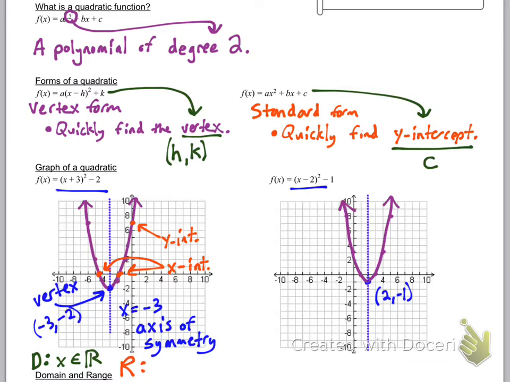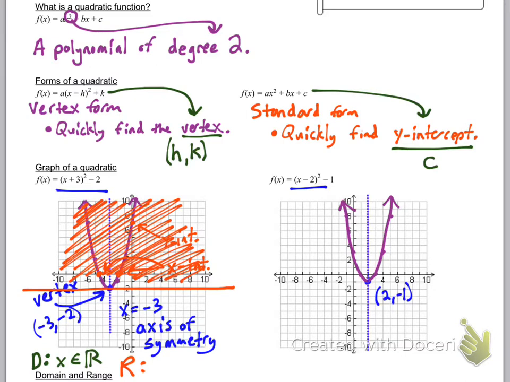The range, on the other hand, is always going to be related to the vertex. So in this case, because it's a minimum, that horizontal line right there is the lowest y value we can get, so negative 2. Oh, you don't have to butcher your graph by doing this, you guys, but I just want to show you all the things above that line are any of the y values that you can get. So the range is any y greater than or equal to -2.